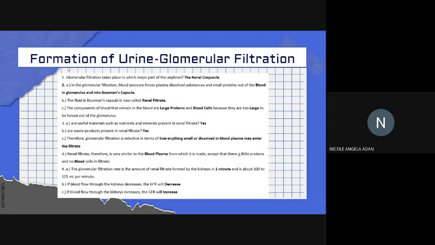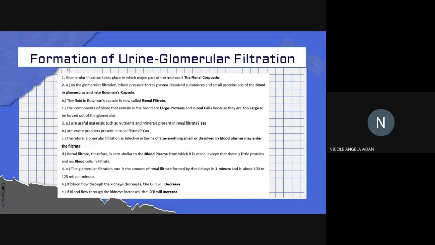Number 2, we have letter A. In glomerular filtration, blood pressure forces plasma, dissolved substances and small proteins out of the blood in the glomerulus and into Bowman's capsule. Letter B. The fluid in Bowman's capsule is now called renal filtrate. Letter C. The components of blood that remain in the blood are large proteins and blood cells because they are too large to be forced out of the glomerulus.